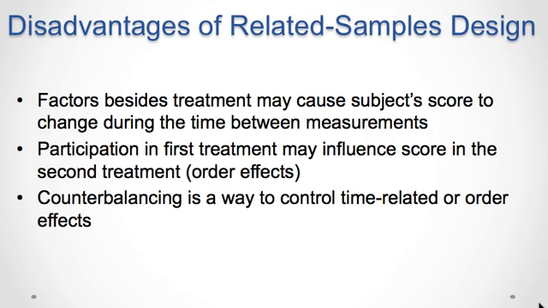The disadvantages of related samples design are as follows. There may be factors other than the treatment that cause participants' scores to change during the time between measurements. Participation in the first treatment may influence scores in the second treatment. This is what we call order effects. Counterbalancing is a way to control time-related or order effects.